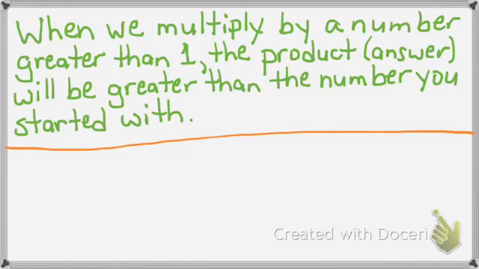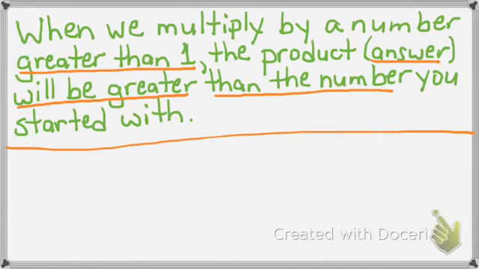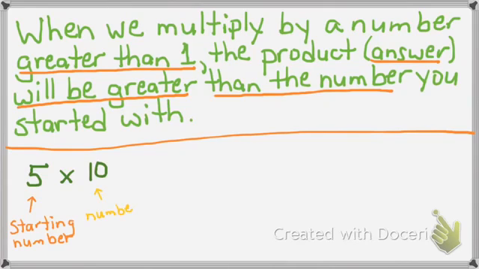The next fact we have for today's lesson is, when we multiply by a number greater than 1, the product, or the answer, will be greater than the number you started with. Let's take a look at an example for this problem. I'll take the number 5, that will be my starting number, and I'm going to multiply that times 10, and that will be my number that's greater than 1, because I think we can all agree 10 is greater than 1.